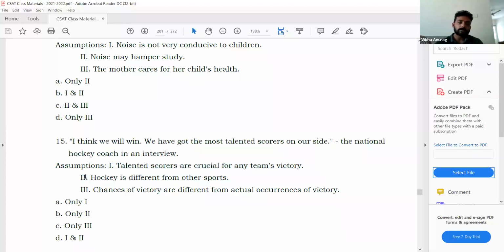So yes, first assumption is valid, that he believes that talented scorers are crucial for any team's victory. Crucial means important. Second one, hockey is different from other sports. He's not drawing comparison with any other sports. So second one is irrelevant. We can't say anything related to that. Third one, chances of victory are different from actual occurrences of victory. Again, this is an irrelevant statement. He hasn't really highlighted that anywhere. If he had said that, yes, we have got the most talented scorers on our side, but let's wait for the actual result, then we can say he believes that chances are different from actual occurrences. But in this context, it becomes irrelevant, and only the first assumption remains valid, that talented scorers are crucial for any team's victory. So your answer for question 15 becomes A, only 1.